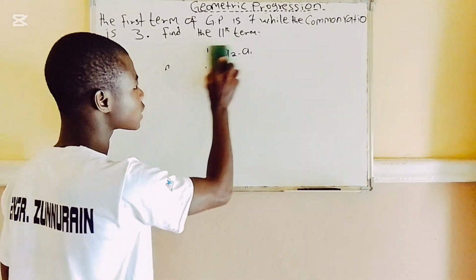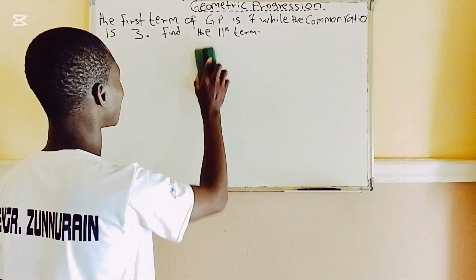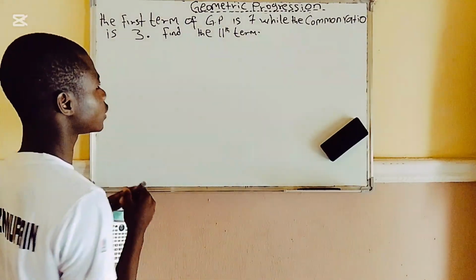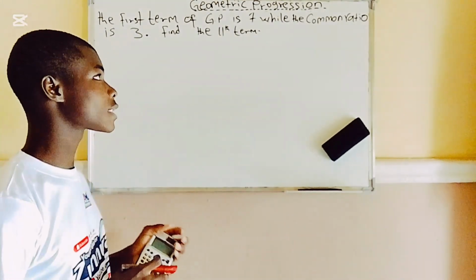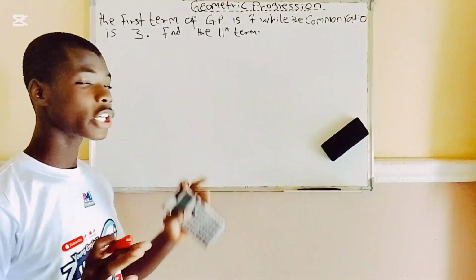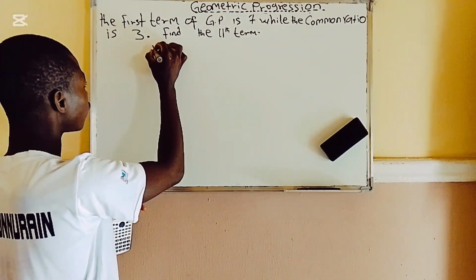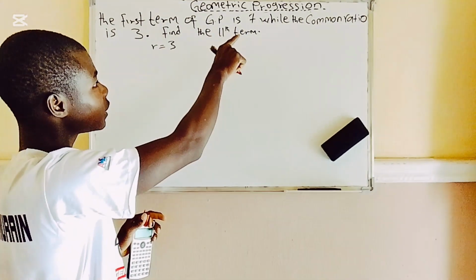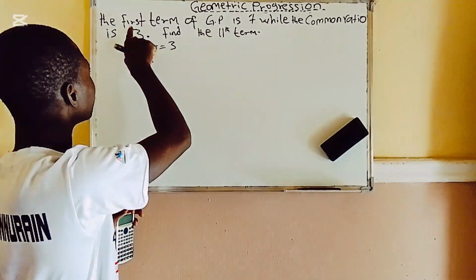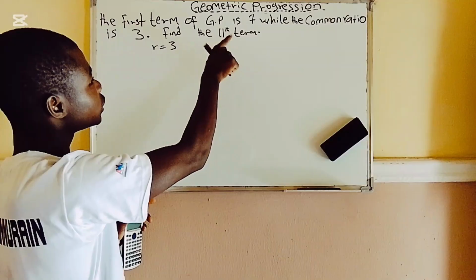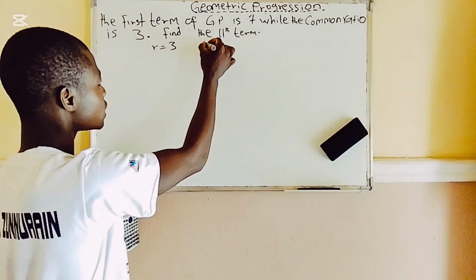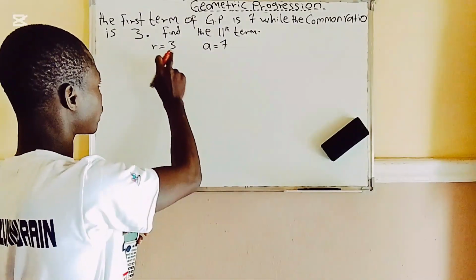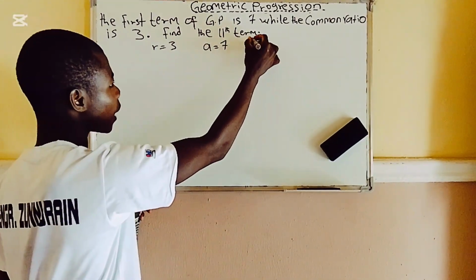I hope you get it. So let's solve this simple question. The question says that the first term of the GP is 7, while the common ratio is 3. As you can see from this question, the common ratio is already given. So our R will be equal to 3, and the first term of the GP is 7, so this is A. The first term is 7, while the common ratio is 3.